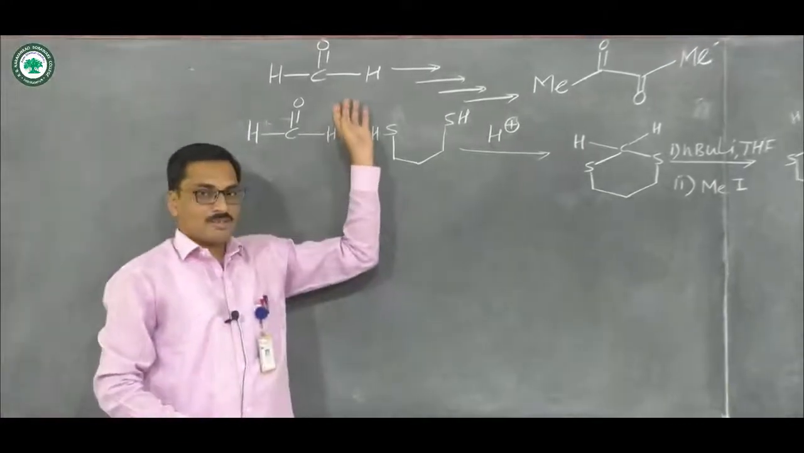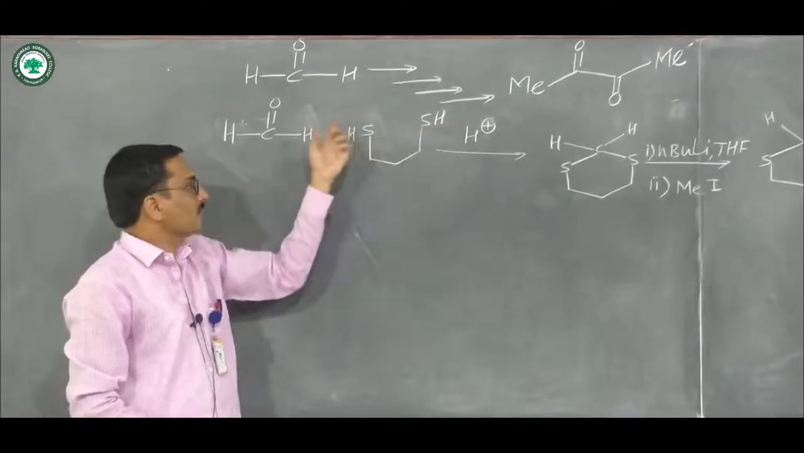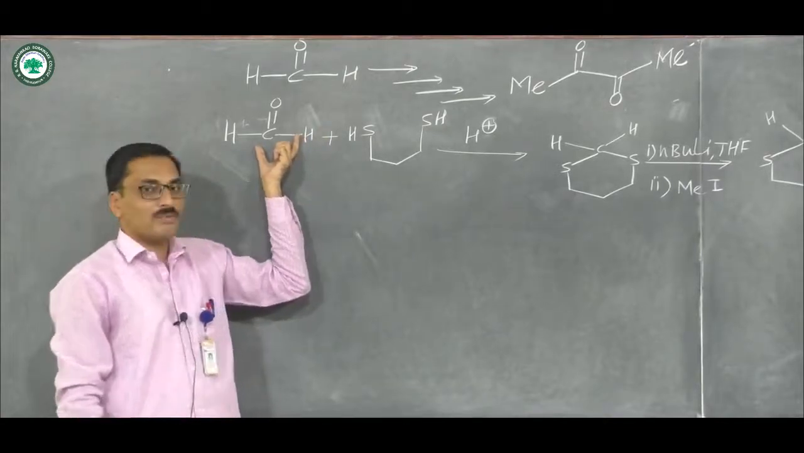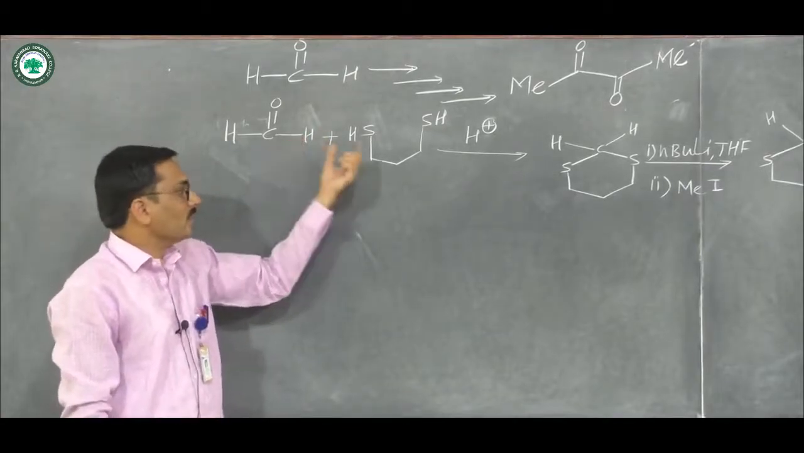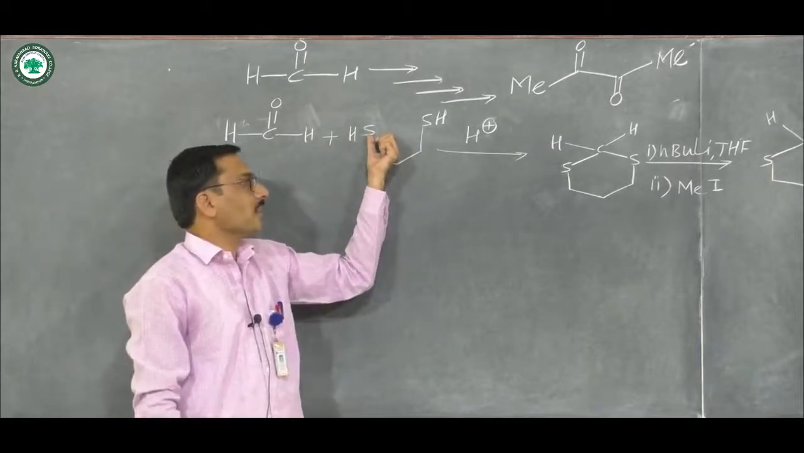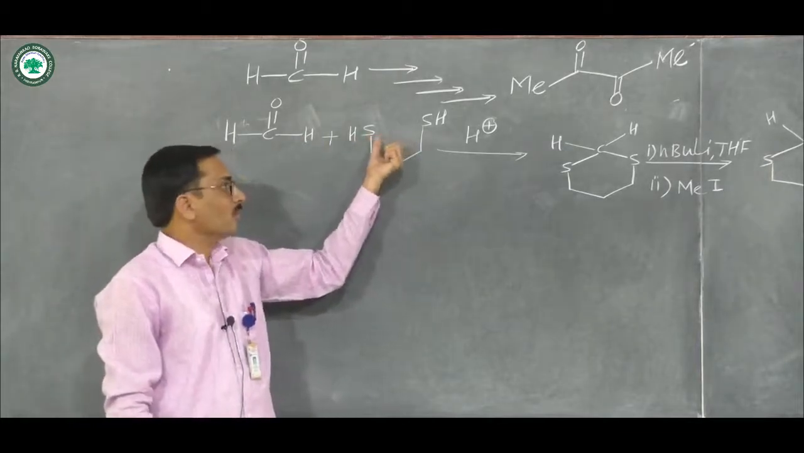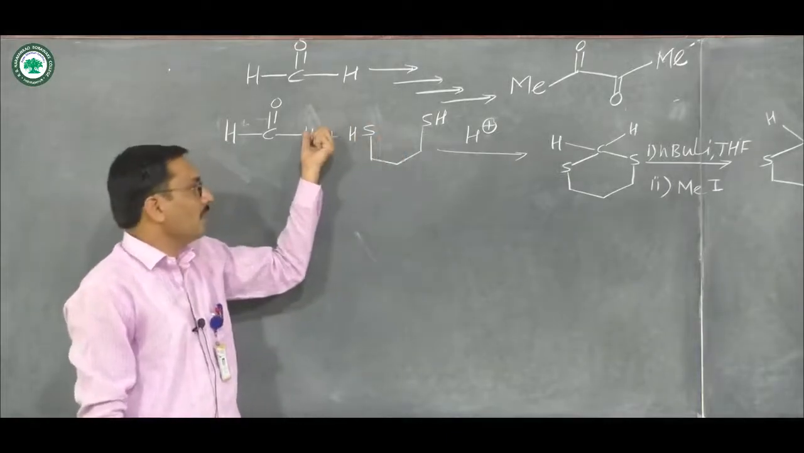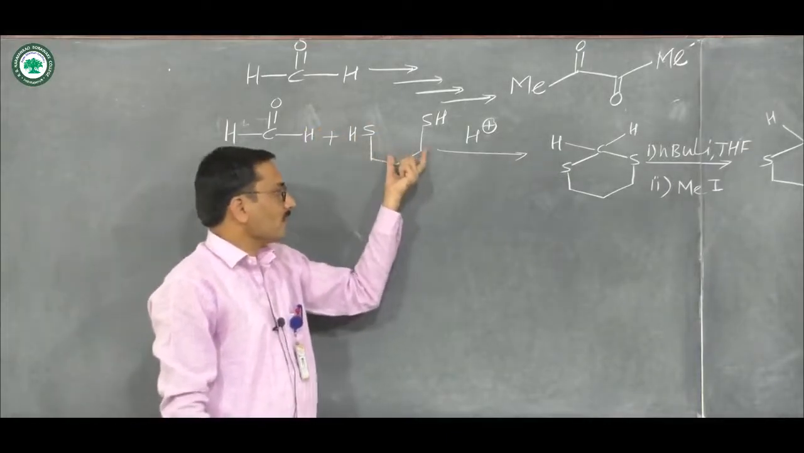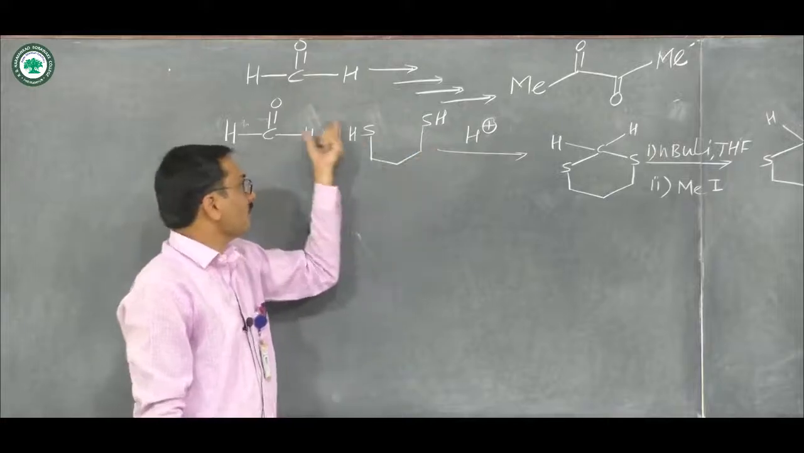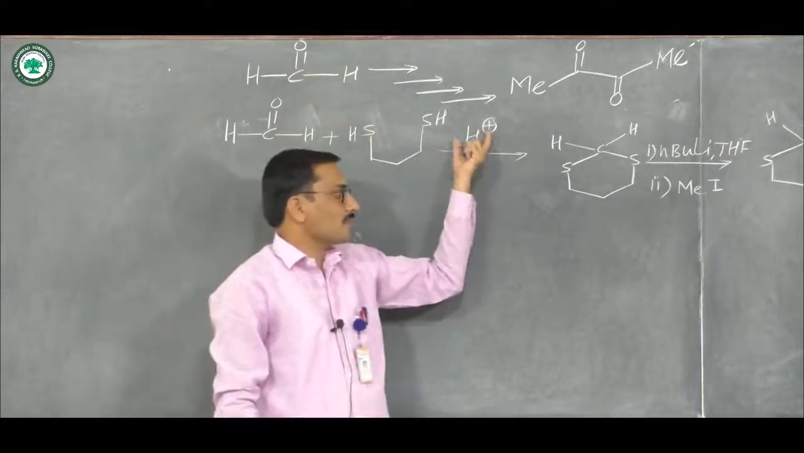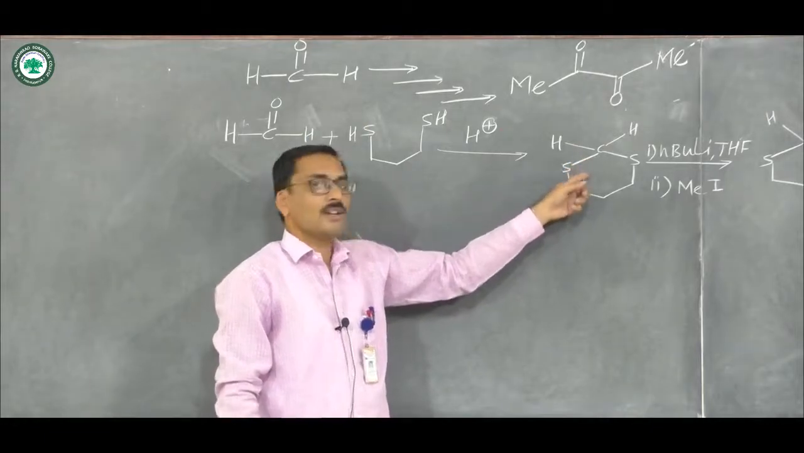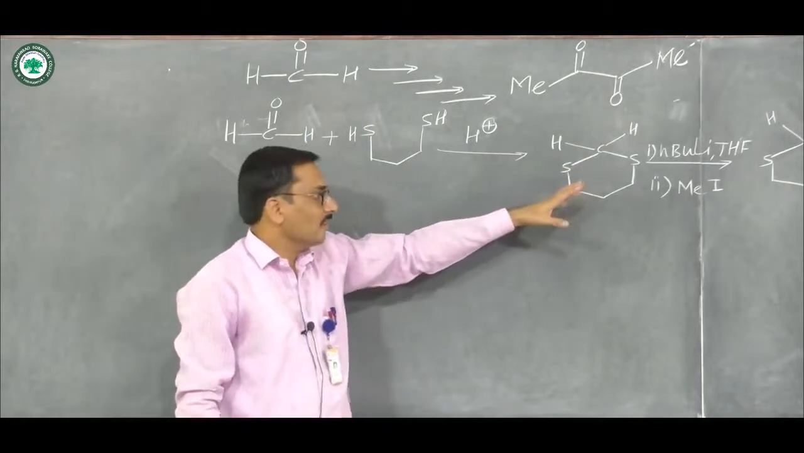Look at this particular reaction sequence. Initially we use the given aldehyde. That aldehyde reacts with propane 1,3-dithiol. This propane 1,3-dithiol acts as a protecting group for the aldehyde or ketone. This reactant undergoes reaction with the aldehyde in the presence of H+, and there is formation of this type of 1,3-dithiane compound. This is a cyclic compound.